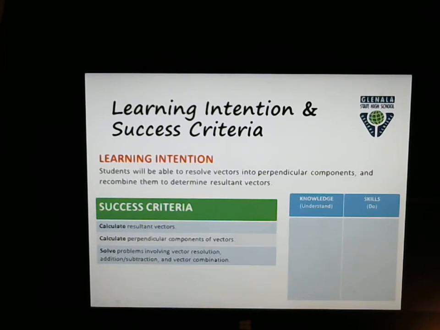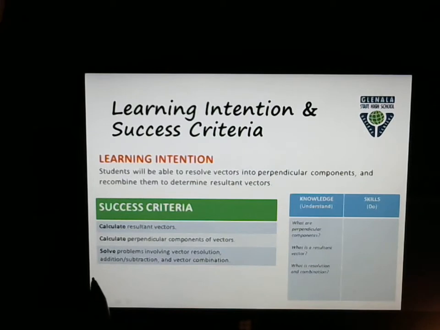Okay, so having a look through here, hopefully you can recognize a bit of terminology we need to know. We need to know what are perpendicular components. What does this actually mean? We need to know what is a resultant vector. So again, a bit of terminology there. Finally, we need to know, well, what is this resolution and what is this combination?